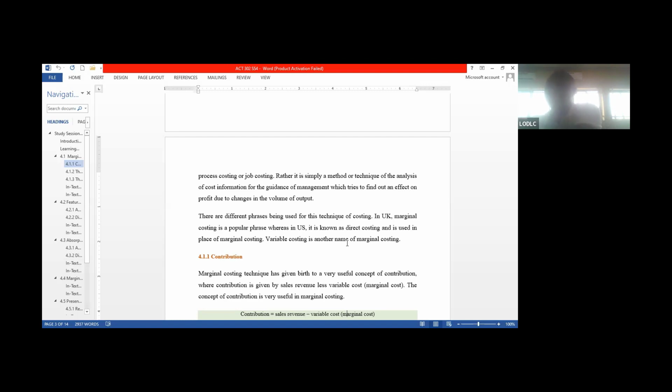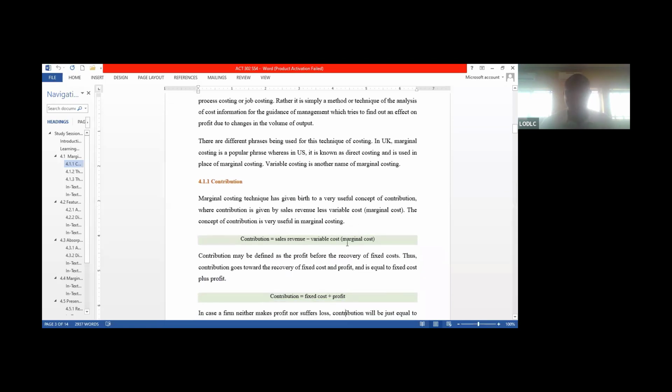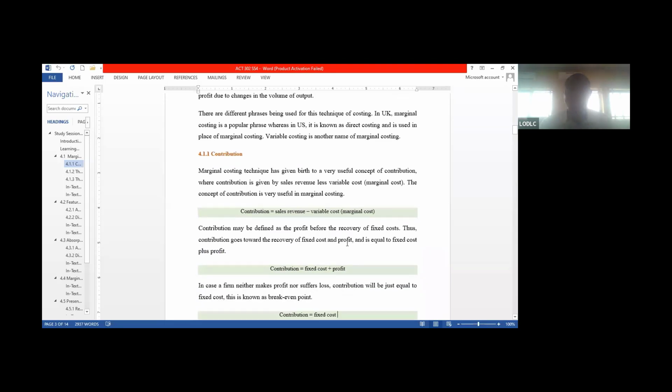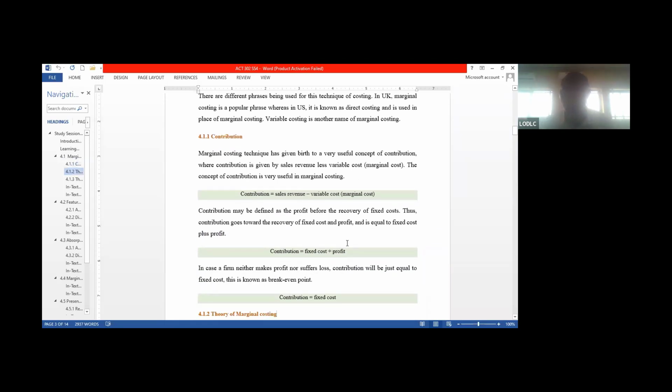In essence, if you look at the contribution, immediately you take fixed cost into consideration, you arrive at profit. That is why contribution and profit are interwoven. You can use contribution to get your profit, and you can use profit to get your contribution.